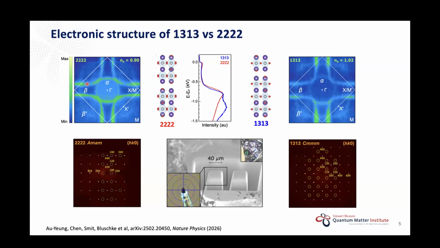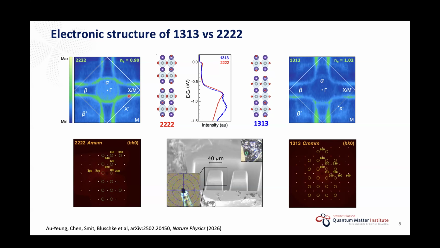If we go to the Fermi surface, Baiyang already made a preview of it. For the 2222 and 1313, the Fermi surfaces are actually very similar. We have the alpha pocket and the beta pocket. This beta prime pocket is the folding because of the tilting. Other than that, they are basically identical, apart from a small difference in the electron volume. This volume is the area of this Fermi surface as a ratio of the Brillouin zone.